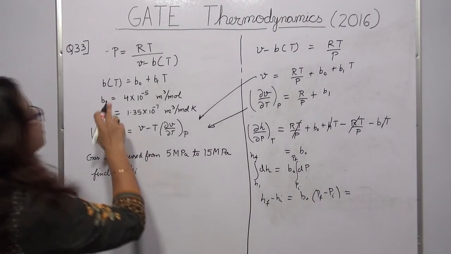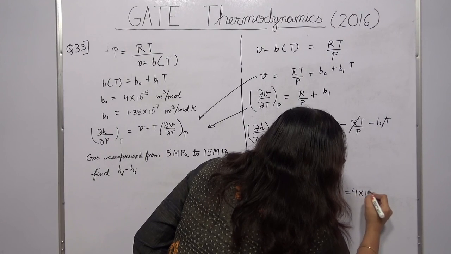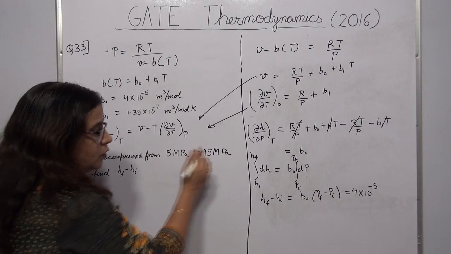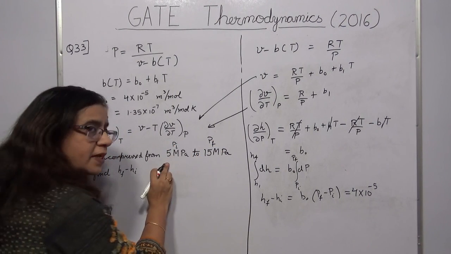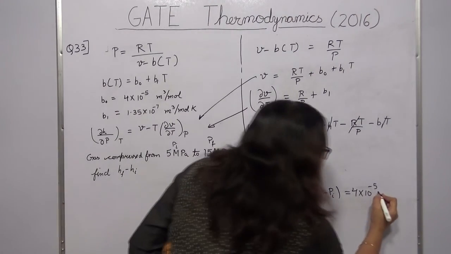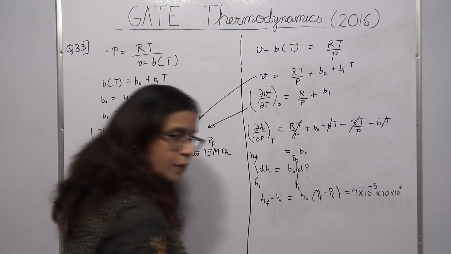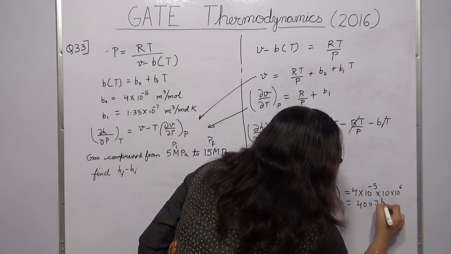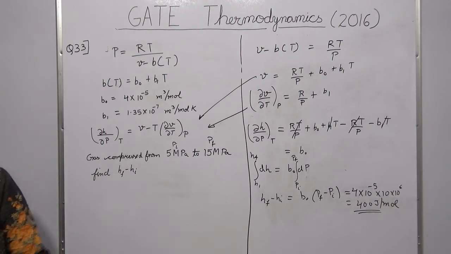What is B0? B0 is 4 into 10 raised to minus 5. What is PF minus Pi? That is 15 minus 5. This is your final pressure, this is your initial pressure. 15 minus 5, that is 10 megapascal. So it will be 10 into 10 raised to 6. Do this, it will be 400 joules per mole. So just keep in mind everything is in SI units.